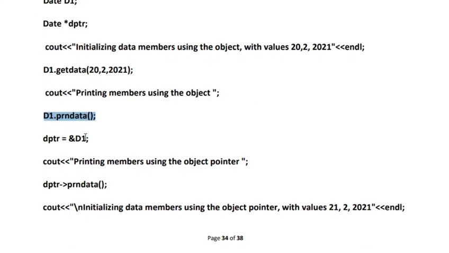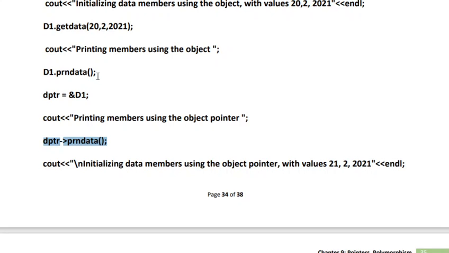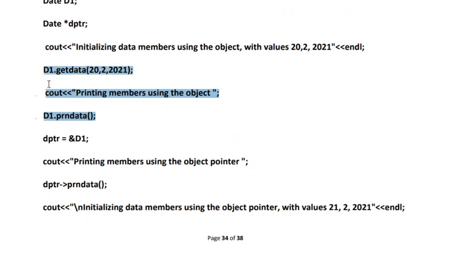Then after that, I've assigned the address of the object to the pointer. So this is a pointer to an object. Now using the pointer, I'm trying to print the date. It will print the same date, that is 22 2 2021. Here I'm using the object to print the date, and here I'm using the pointer instead of the object to print the date.